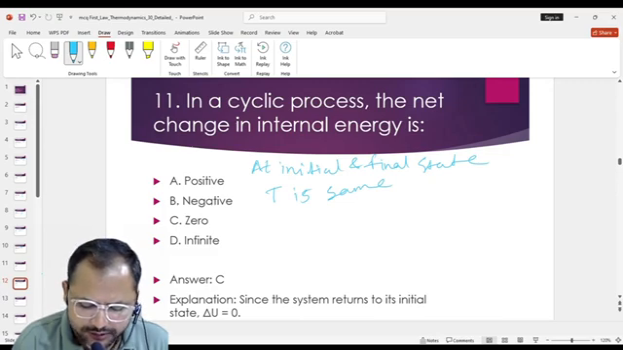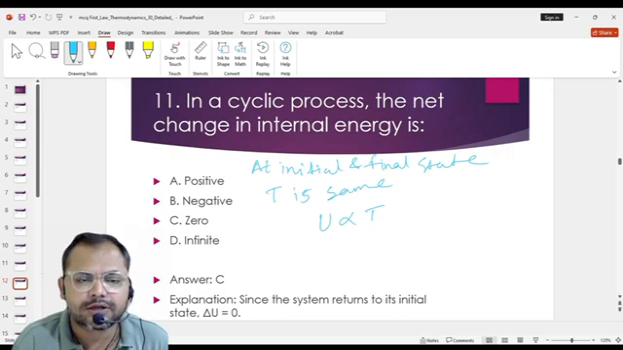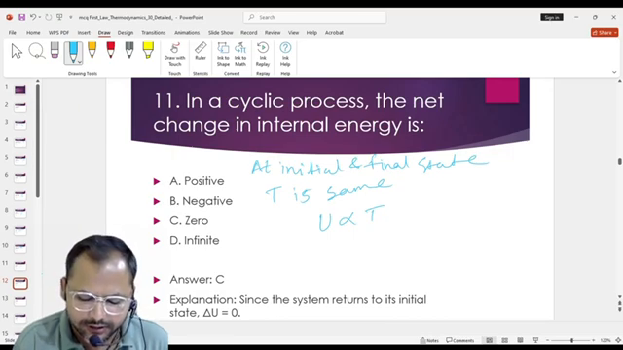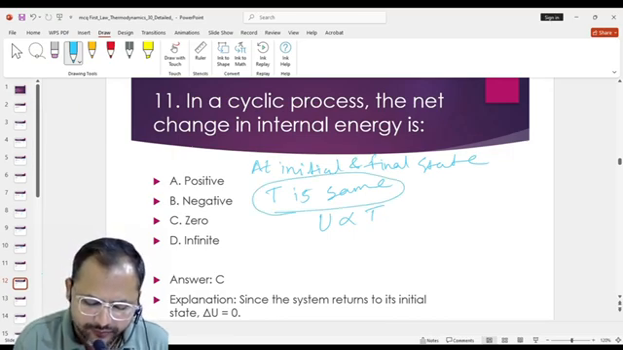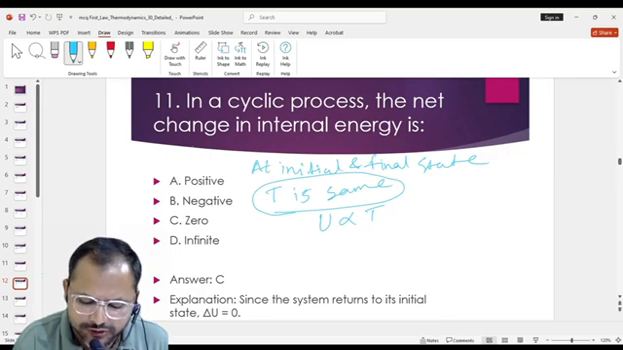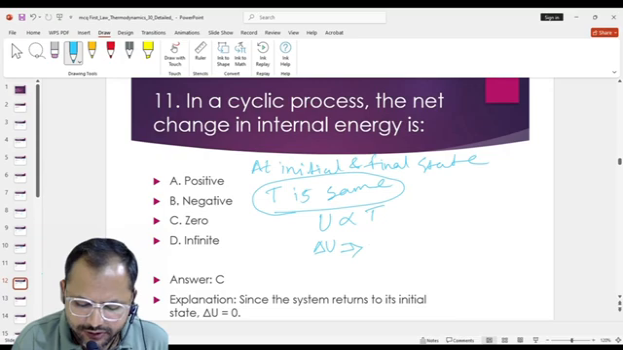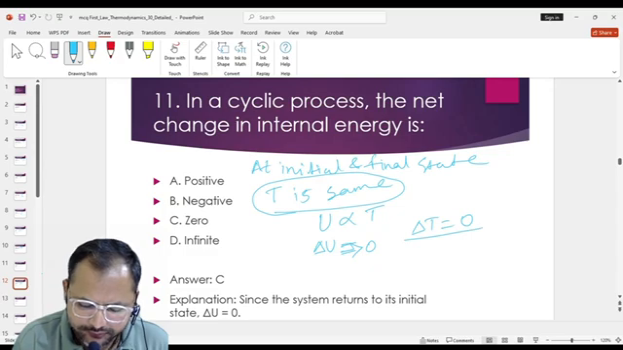Internal energy is directly proportional to temperature. If the temperature is the same, then the internal energy is also the same, and the change in internal energy will be 0, because the change in temperature is 0.